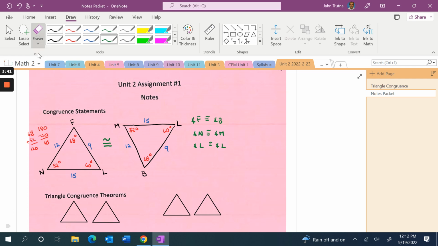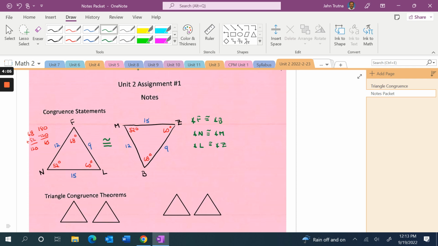You know what? I'm going to go ahead and change this L over here in that triangle to a different letter so we don't repeat letters. Let's go ahead and call this Z right here. So that means that angle L, which is 60 degrees, is congruent to angle Z, which is 60 degrees. Sorry about that mistake there. I didn't realize I had repeated letters.